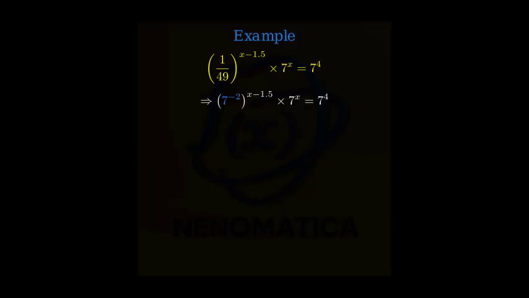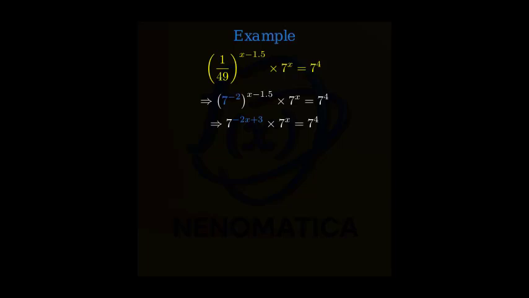Next, we'll apply the power rule for exponents. When we have a power raised to another power, we multiply the exponents. So 7 to the power of -2, raised to the power of x minus 1.5, becomes 7 to the power of -2 times x minus 1.5. Simplifying, that gives us 7 to the power of -2x plus 3.